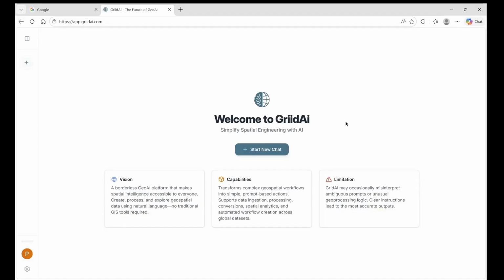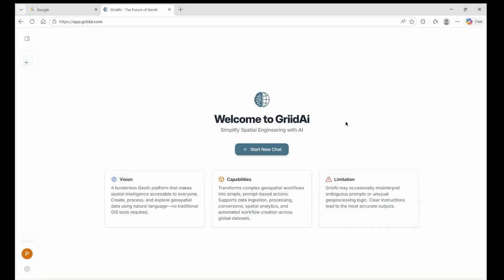Welcome to GriidAi. This is one of the platforms that has been developed with the noble intention where we try to reduce the time and the complexities involved in engineering of the spatial data sets. At the same time, the platform enables us to have much more detailed insights on the results or the analysis that we are carrying out. So that's the main vision and potential of this platform too.